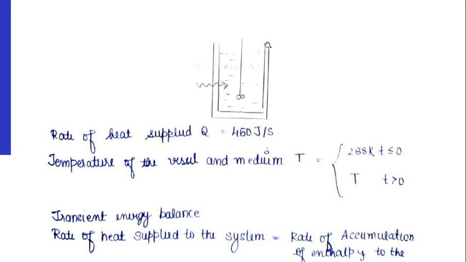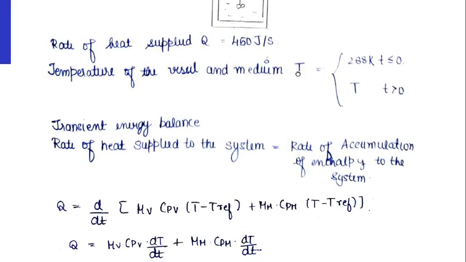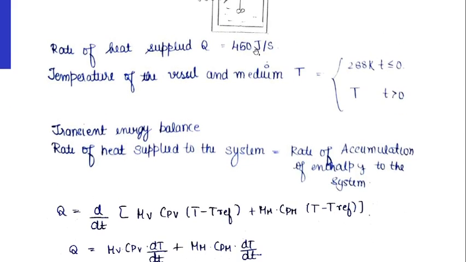Alright, this is the schematic representation. You have the heating coil outside, right? You have the mantle outside. From that the heat is added and you have a stirrer, the liquid is inside. This is how it looks. So you have complete insulation and no heat is lost. So the rate of heat supplied, let me take it as Q, the notation, it is 450 joule per second.